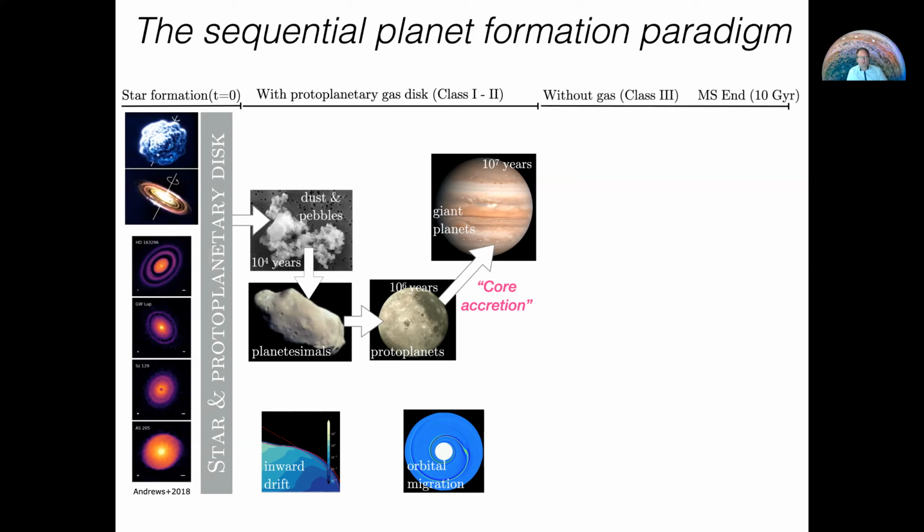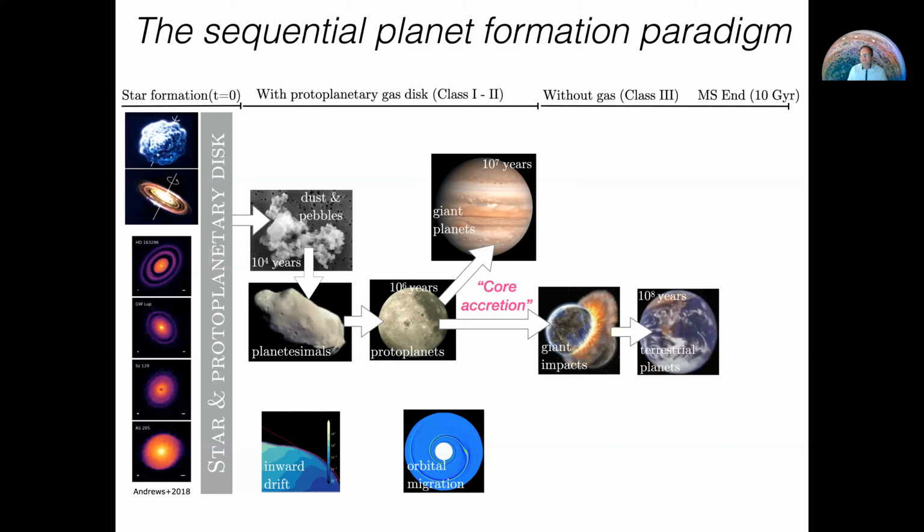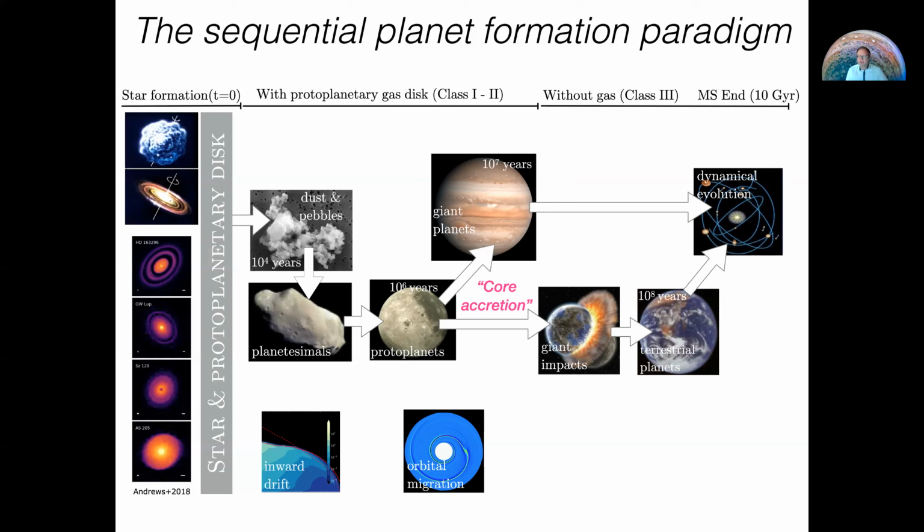Most of the protoplanets don't become massive enough to become a giant planet. Rather, what happens here is once the gas disk has dissipated, and therefore also the damping effect of the gas, the orbits destabilize, and we have a series of giant impacts, and this leads to the formation of terrestrial planets on a timescale of about 10^8 years. And something which goes on basically until the end of the main sequence is a dynamical evolution. So the planets, they interact gravitationally and settle into a configuration which is stable over billions of years.